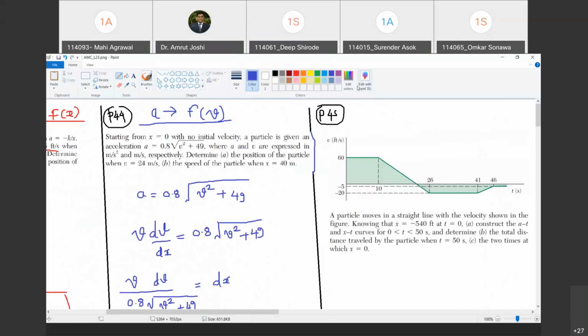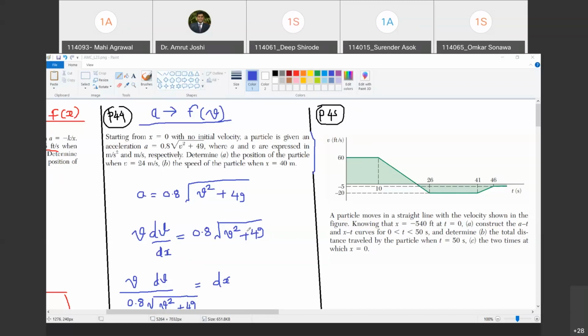Mahi, can you read this problem for me? Starting from x equals to 0 with no initial velocity, a particle is given an acceleration a equals to 0.8 under root of v square plus 49, where a and v are expressed in meter per second square and meter per second respectively. Determine A, the position of the particle when v equals to 24 meter per second, B, the speed of the particle when x equals to 40 meter.